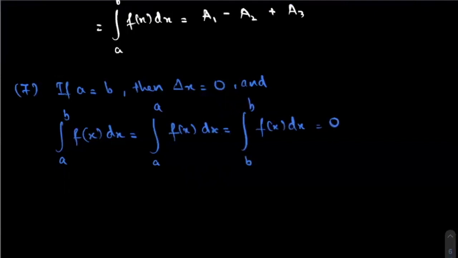So once again, because the area under the curve can be approximated using rectangles, if the width of the rectangle is equal to 0, the area is supposed to be equal to 0 as well. So let's try to do some examples here, and try to use the properties that we just learned.